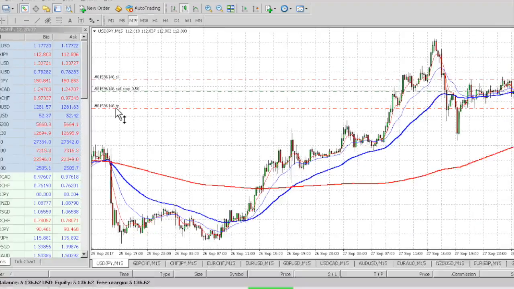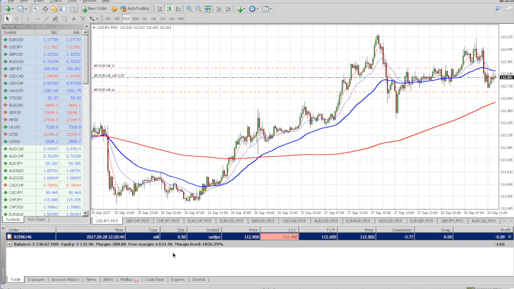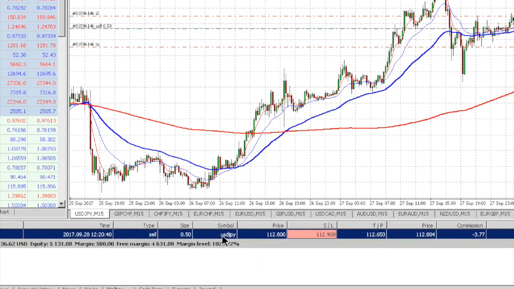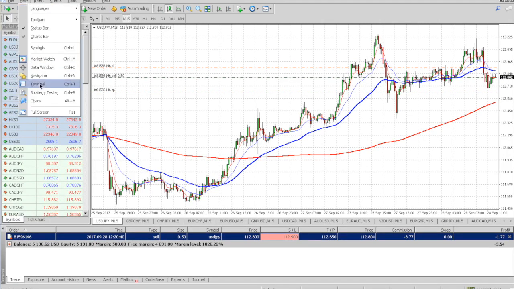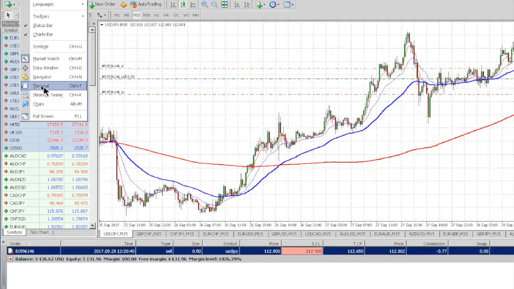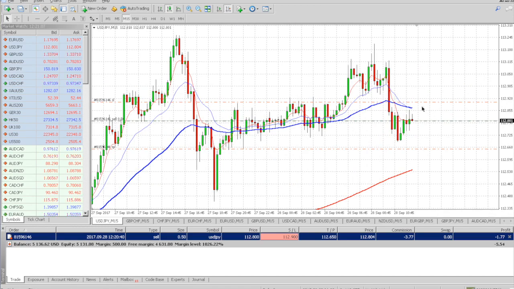And if you look at the terminal again, you can see over here, selling 0.5 dollar yen. That's the sell price, stop loss, target price. Again, this is from the terminal. You can click View, Terminal, and you will get this over here. So that's how you place an order for a short trade.